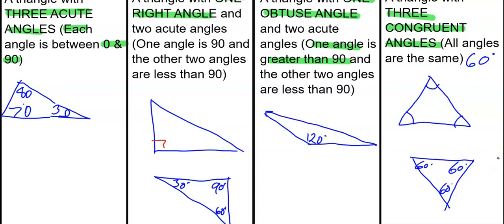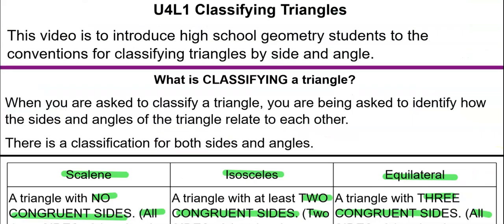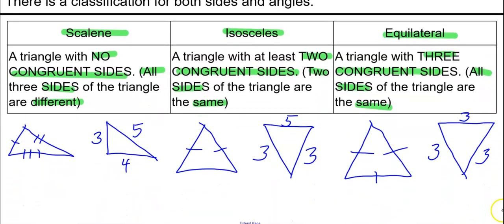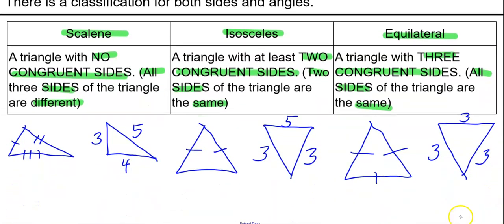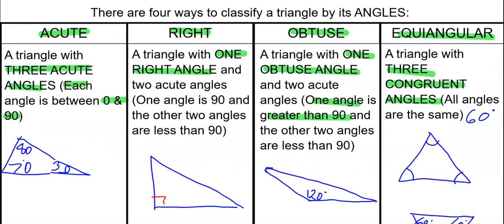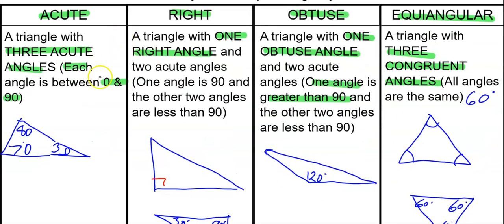Our three side names, again, are scalene, isosceles, and equilateral. Scalene, all my sides are different. Isosceles, two sides are the same. Equilateral, three sides are the same. And then naming them by angles, we have acute, three acute angles. A right triangle has one right angle. An obtuse triangle has one obtuse angle. An equiangular has three angles that are all the same, and they'll all be acute, all 60.